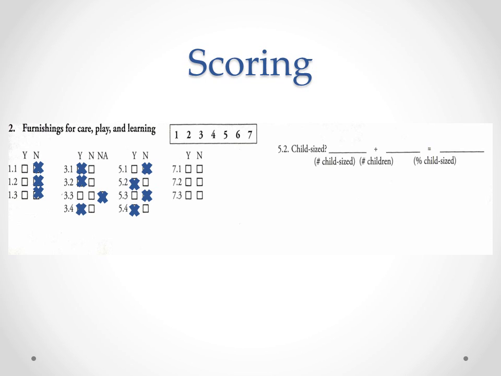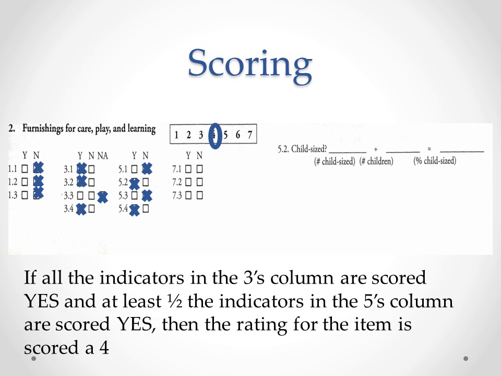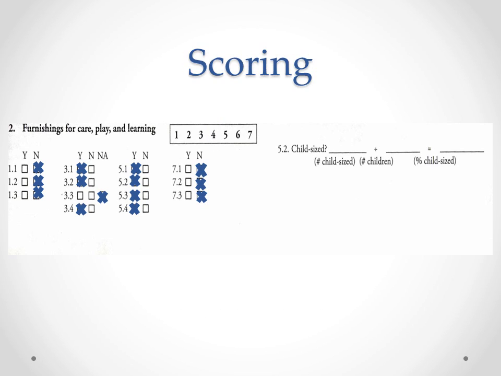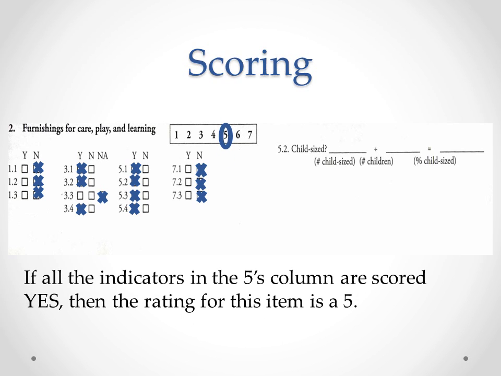A rating of 4 is given when the requirements for 3 are met and at least half the requirements of 5 are met. A rating of 5 is given when the requirements of 3 are met and all the requirements of 5 are met.